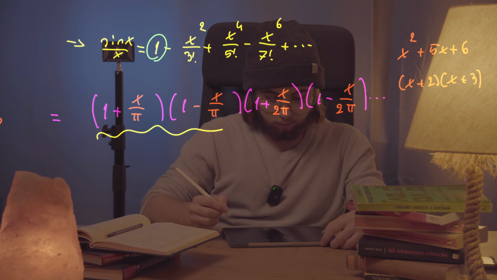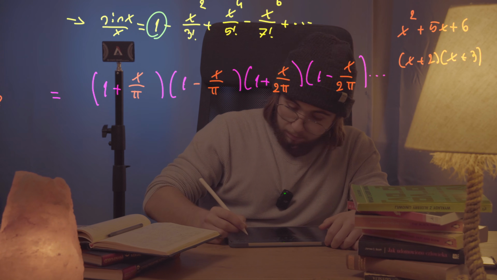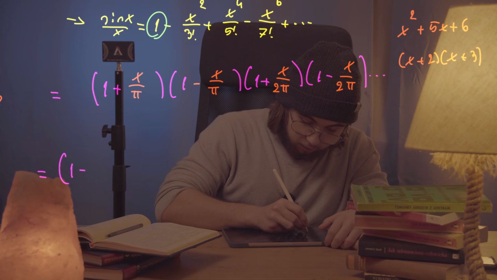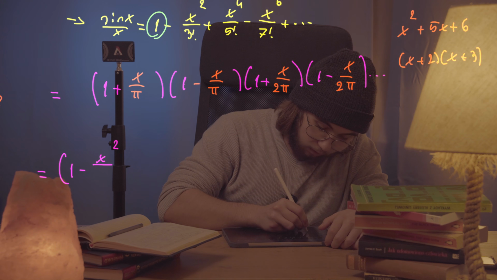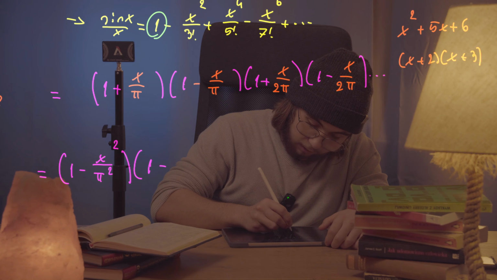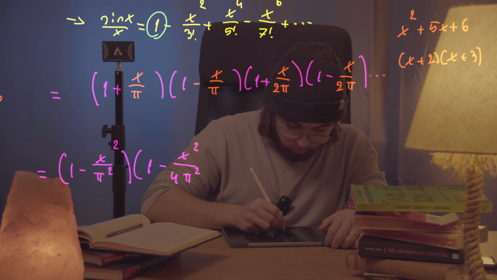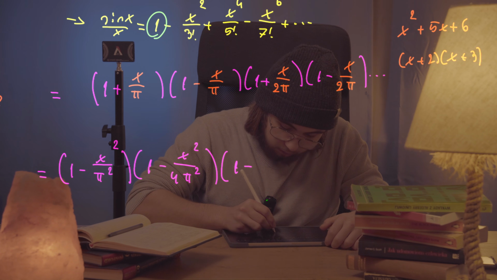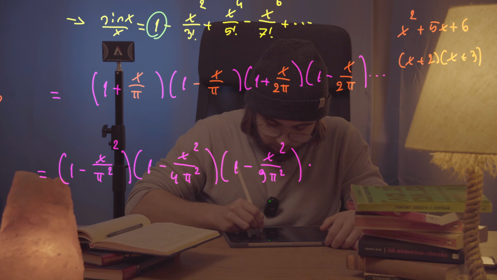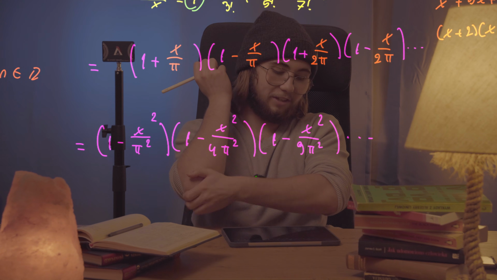Okay, so let's use this formula and rewrite this thing, maybe in pink just for consistency. That's going to be 1 minus x squared all over pi squared. Then it's going to be 1 minus x squared all over 4 pi squared, 1 minus x squared all over 9 pi squared, and all that stuff until we get to infinity, which we'll never do, actually.